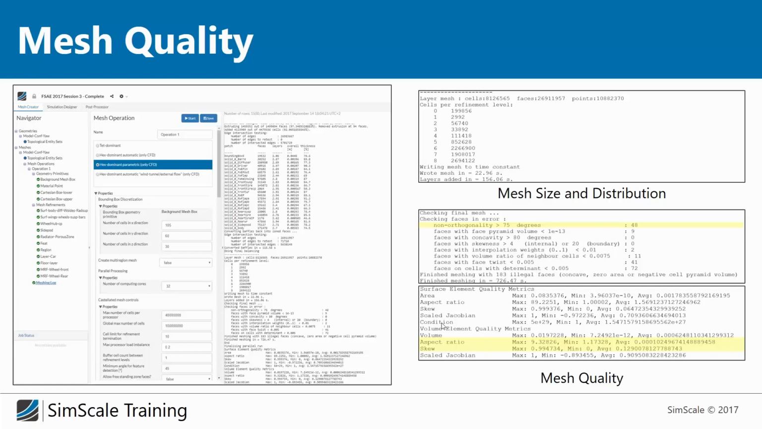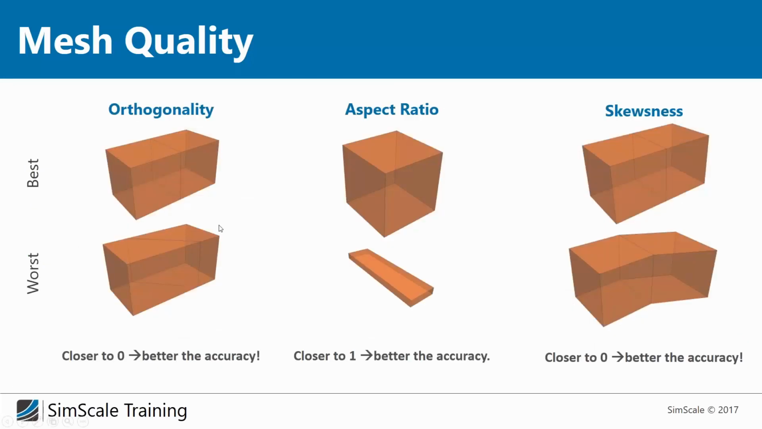Another two key metrics I would like to introduce are the aspect ratio and the skewness. Now let's talk in detail about what they look like. We have the orthogonality, which basically represents how the interface between two cells is oriented. If you think about it, this is very important for numerically interpolating and calculating fluxes, gradients, etc. In the best case, it looks like this. We have no angle between the normals of the shared interface. That's a very important point.